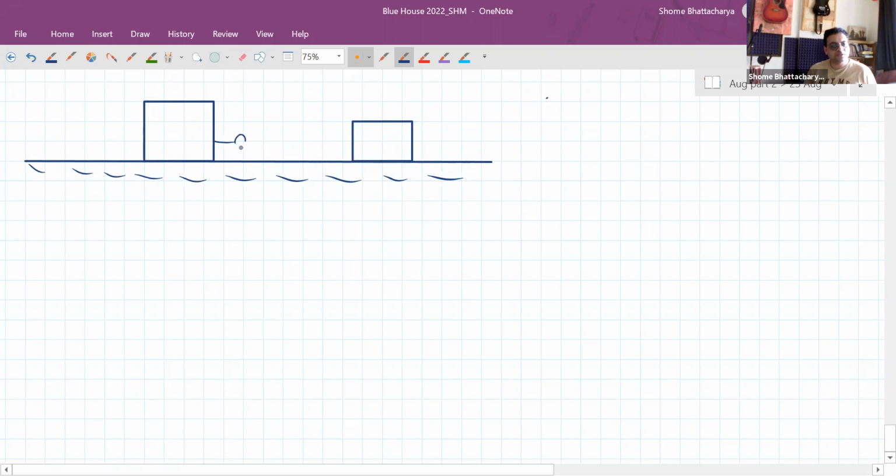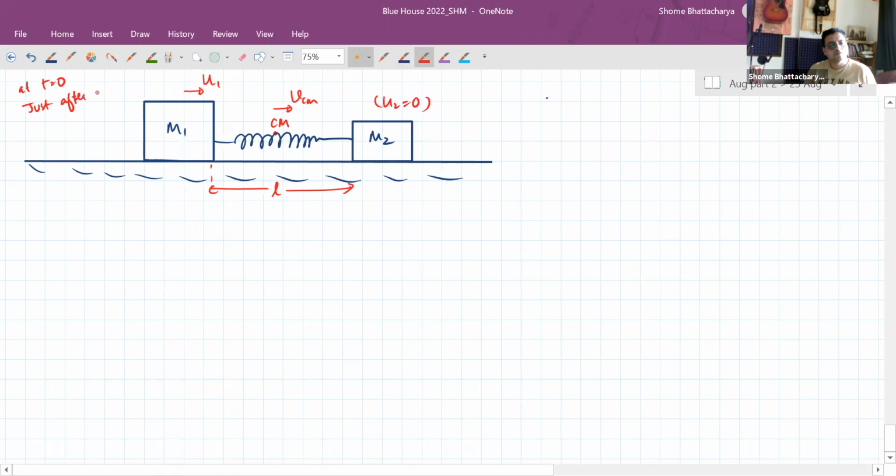So what has happened is, because the spring was in relaxed state, no part of the impulse has acted on the second block. It's only acted on the first block. So the first block develops an initial velocity u1, whereas the second block remains at rest. At that moment, the spring remains at natural length, but the center of mass of the system develops a velocity. So this is the situation at t equal to 0, just after the impulse J was applied. Immediately at that time, this is what happens.